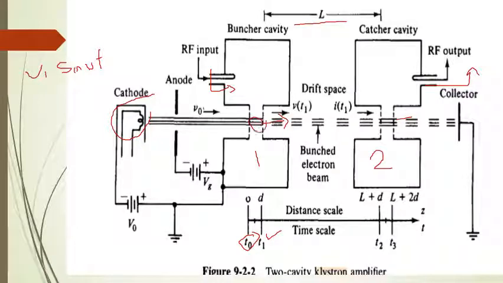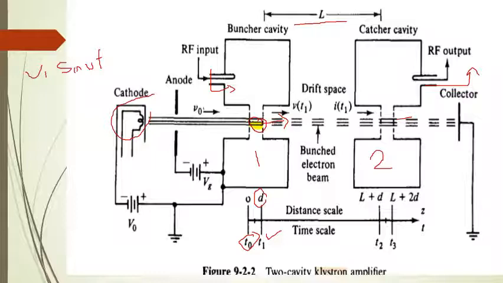We are talking about the cavity gap. It is always given as small d. This is the cavity gap. So velocity modulation takes place, I'll just mark it with a highlighter so that you recollect it every time, always within the cavity gap.